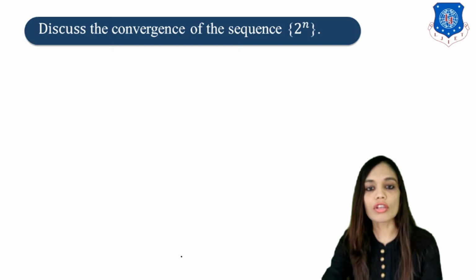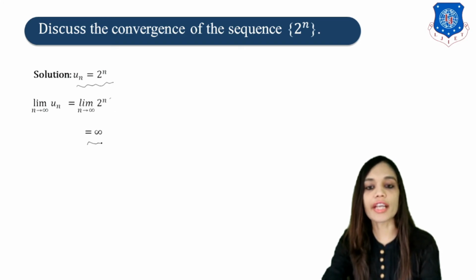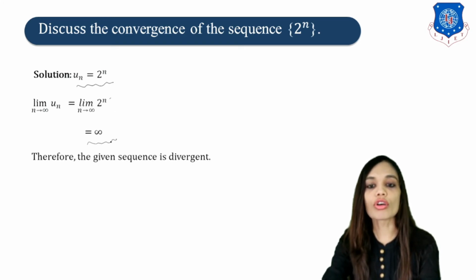Next, let us solve one more example, that is we have to discuss the convergence of the sequence 2^n. So here our nth term is 2^n. So let us find the limit of un. So it will be equal to limit n tends to infinity 2^n. If you put infinity in this, you will get answer as infinite. So we can say that the given sequence is divergent.